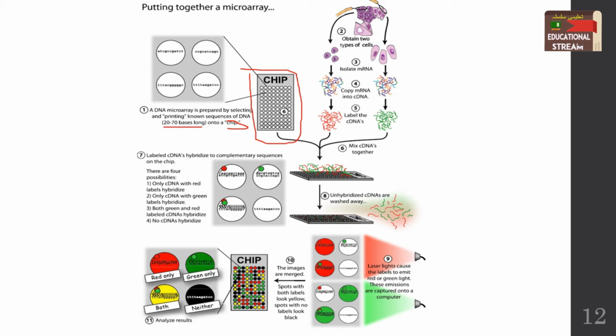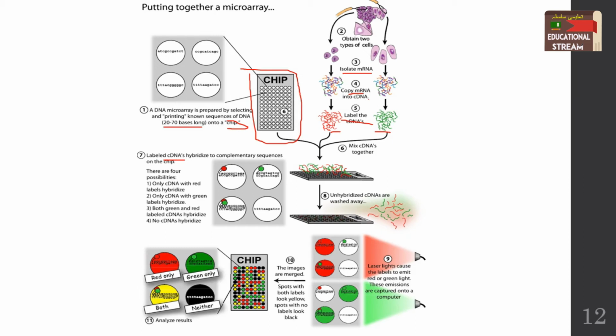We take two types of cells, we isolate their messenger RNA, we prepare the cDNA, and then we label the cDNA with red dye and green dye. After that, we mix the cDNAs together, put them on the chip and allow them to hybridize. Now the labeled cDNAs will hybridize to the complementary sequences on the chip.